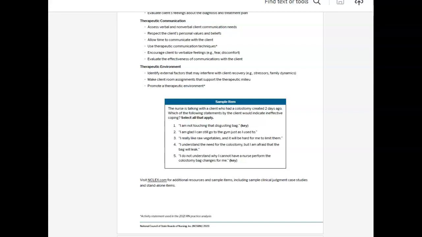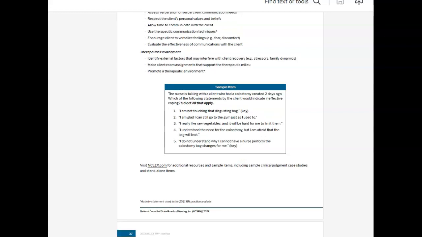I understand the need for the colostomy, but I am afraid that the bag will leak. Well, that's a normal fear if you've got that situation that could be a potential problem. So they can actually come up with some interventions to prevent that and help alleviate that fear, but that's part of the coping process. And then the number 5, it says, I do not understand why I cannot have a nurse perform the colostomy bag changes for me. There's no evidence of acceptance or effective coping there. So numbers 1 and 5 are ineffective coping statements. They're not effective in that they don't work to help the client cope with that situation that they're faced with.